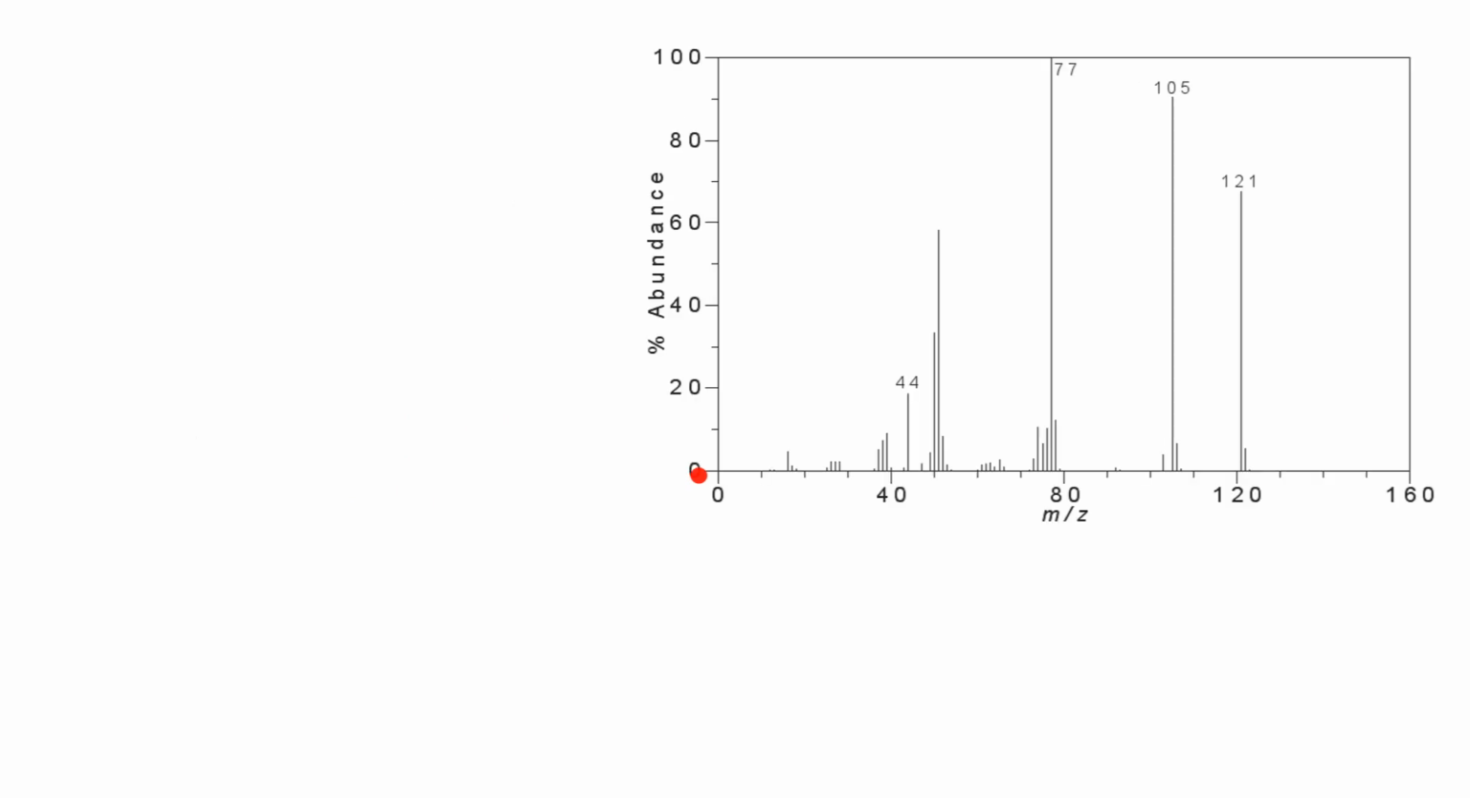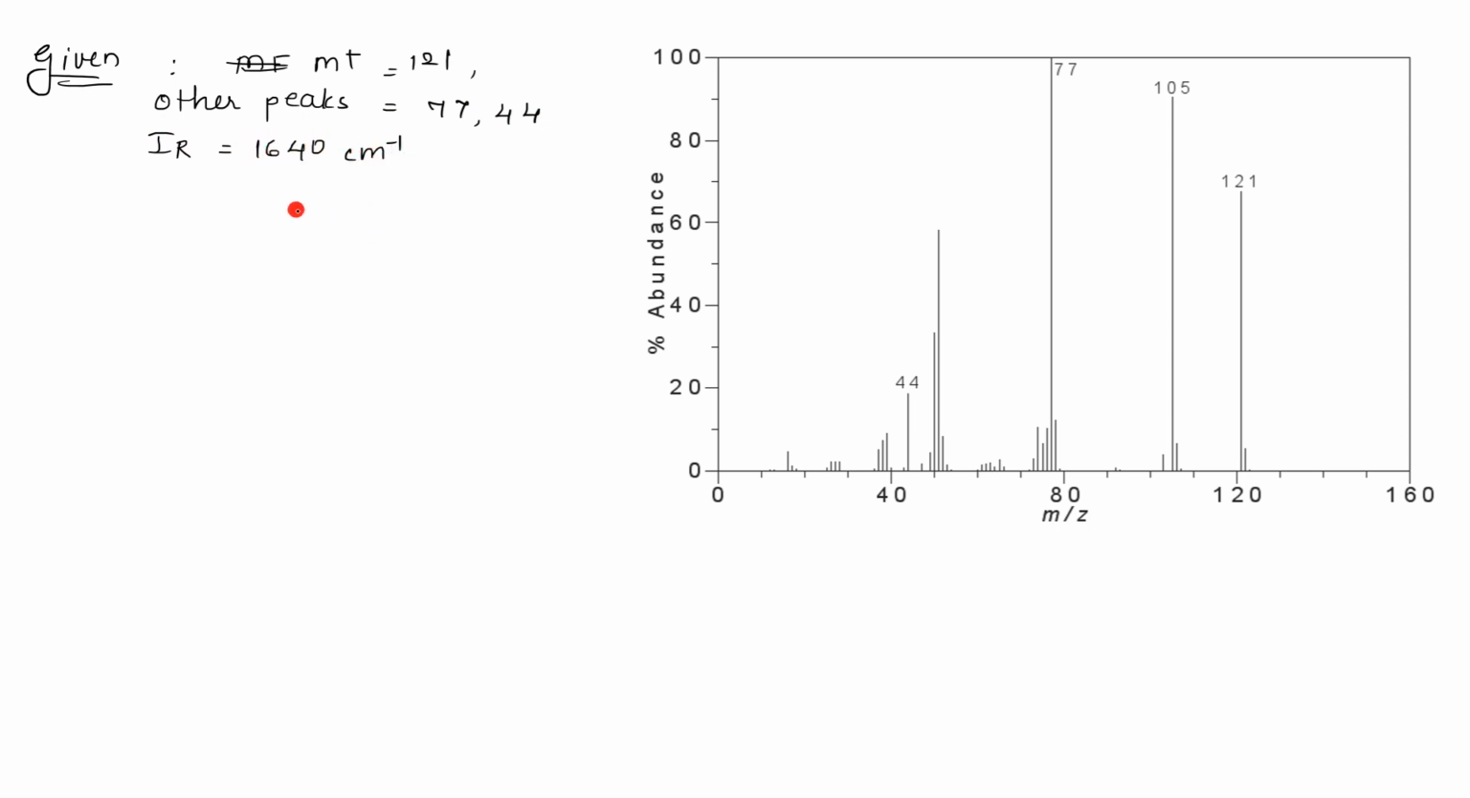Let's take a complex one. Suppose you are given a mass spectra like this and you are asked to find out the molecular formula for this. Now what information is given? The information given is the molecular mass ion. So the M plus ion peak is what? From the mass spectra we come to know it is 121. Okay. Now they have given some other values. The other peaks that are given here are 77 and 44. Also some extra information is given, that you are getting an IR peak at 1640 centimeter inverse. So we will see what is the use of this peak. Okay.